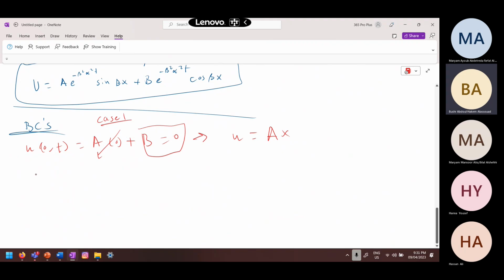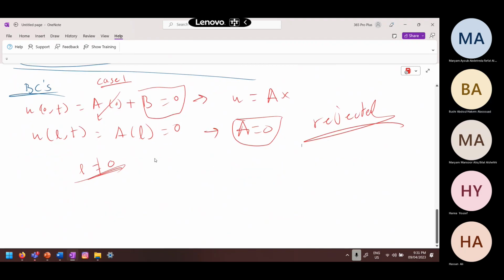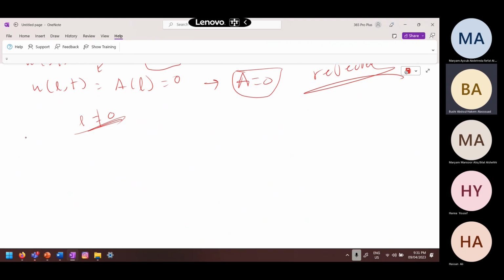So here we're going to use our second boundary condition, which is u of L, t. A multiplied with L equal to zero. L is not zero, okay? How is this solution becoming zero? The only reason is that A is equal to zero. Since A and B are equal to zero, this solution is rejected. This is for case one. Case one rejected. Now going to case two.